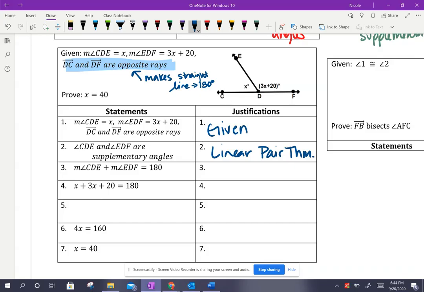Now, why can I go and say that the measures of the two angles can add up to equal 180? Well, previously we talked about the definition of supplementary angles. And you'll see me sometimes use the angle symbol for angles. The definition of supplementary angles tells us that. We are then given part of the equation that says x plus 3x plus 20 equals 180. So what they did was they took the information from our given about the measures of the angles and plugged it in. And when you just plug it in like that, it is substitution.